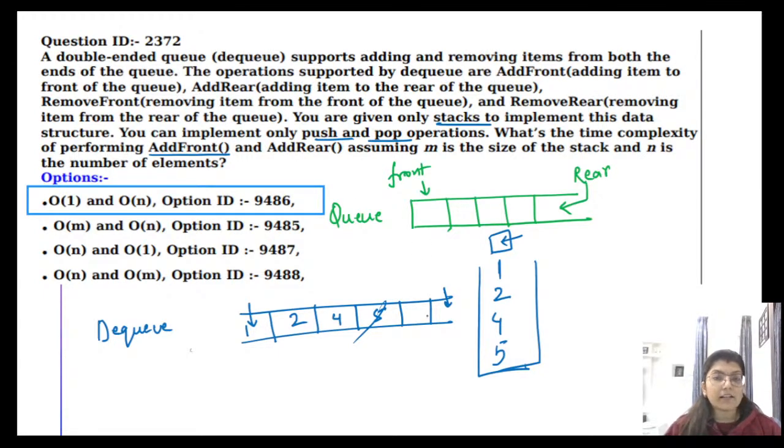Now I have to insert something at the rear. So add rear, meaning after 5 I have to add something. In order to add something after 5, first I have to pop these elements from the stack. Then I will push that element that I have to enter, and then again I will push these elements. So how many elements do I have? Suppose I have n elements. So how much time will it take? It will take order of n time for adding into rear.